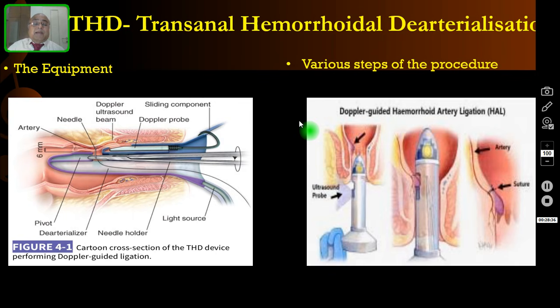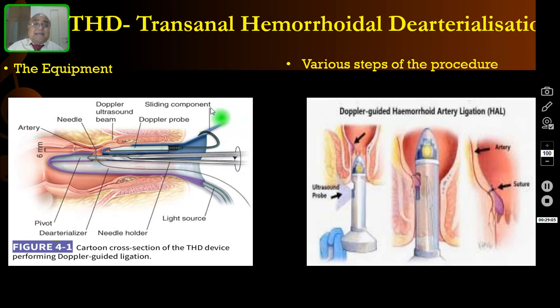The procedure for hemorrhoids is Doppler guided hemorrhoidal artery ligation, or THD, that is transanal hemorrhoidal dearterialization. So this is the equipment, almost like our suture speculum. Inside the speculum you can introduce the artery forceps along with the needle, and here is the Doppler probe. This is the Doppler probe.